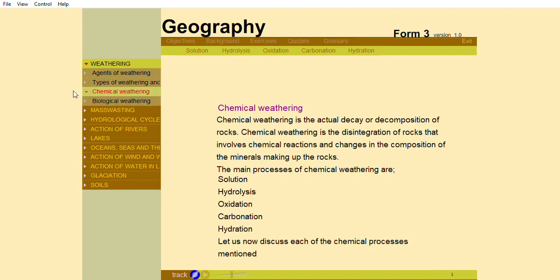Chemical weathering. Chemical weathering is the actual decay or decomposition of rocks. Chemical weathering is the disintegration of rocks that involves chemical reactions and changes in the composition of the minerals making up the rocks. The main processes of chemical weathering are solution, hydrolysis, oxidation, carbonation, and hydration. Let us now discuss each of the chemical processes mentioned.